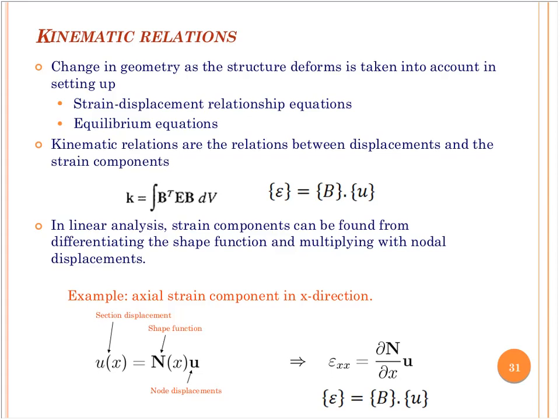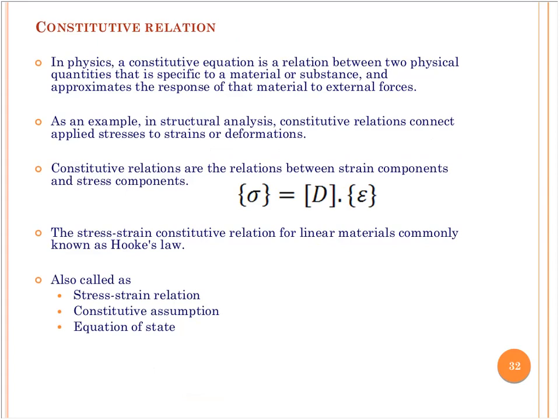Let's move on to the constitutive relation. What does constitutive relation mean? It basically comes from the physics. It is to relate two physical quantities that exist in the material or any substance. That's what we call it, the relation between two physical quantities. In the field of structural mechanics, the constitutive relation means it relates applied stress to the strain or displacement. The well-known constitutive relation or constitutive law that is known to everybody is Hooke's law that relates stress and strain through a constant called Young's modulus.